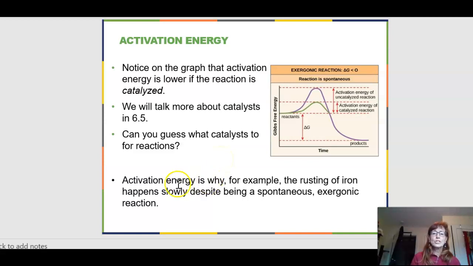Now they ask you another question here. The rusting of iron happens slowly despite being a spontaneous exergonic reaction. This is not really a question, it's just saying, here's an example of a reaction that would happen slowly, but it'll still happen. And so that's one way to look at that.